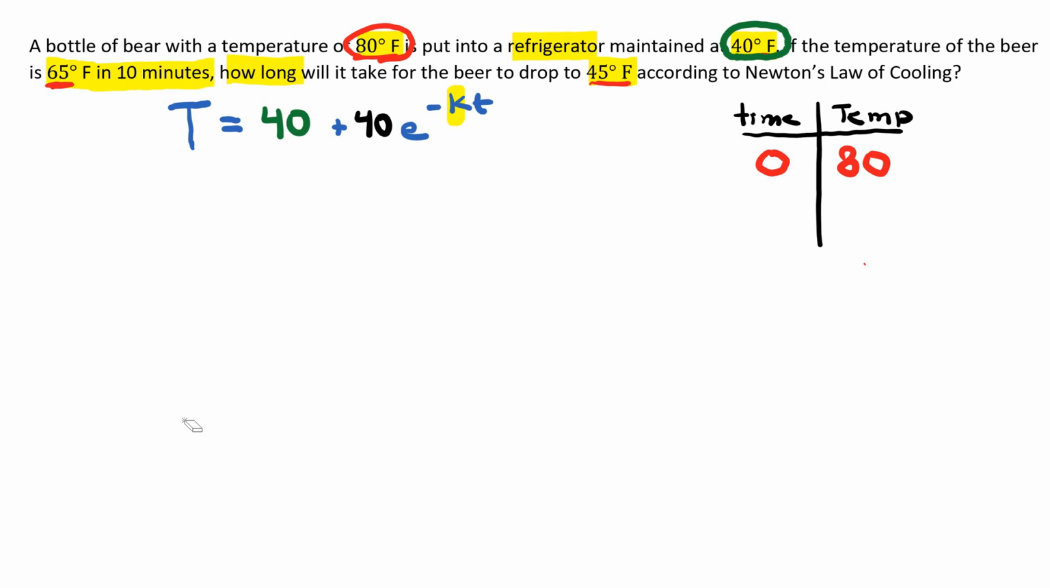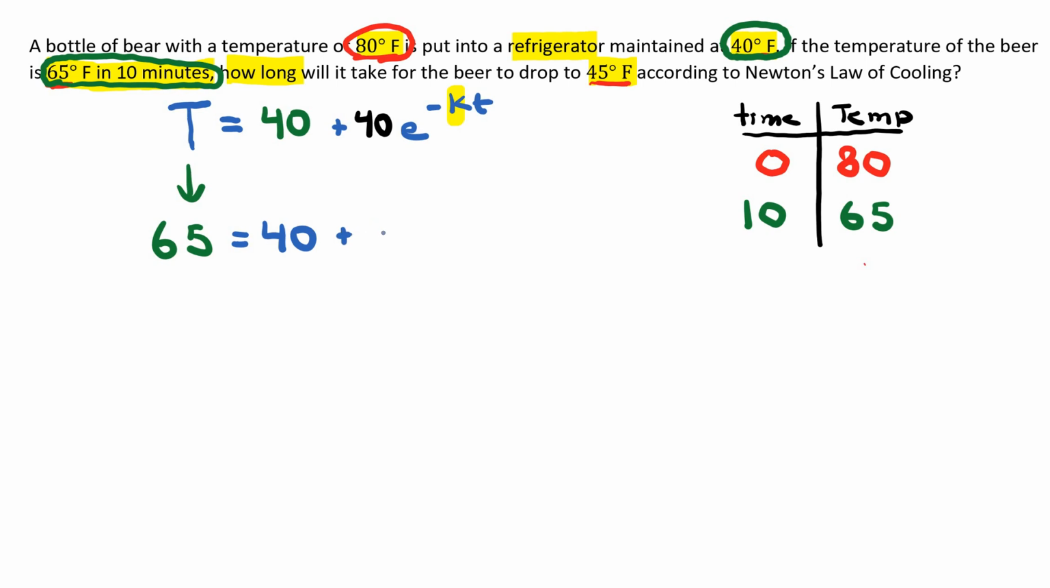The next piece of information we can use is that after 10 minutes, the beer has decreased its temperature to 65 degrees Fahrenheit. So our new temperature here will be 65, and everything else remains the same. This will be 40 plus 40e to the negative k, and the time that we have now is going to be 10, right? 10 minutes.